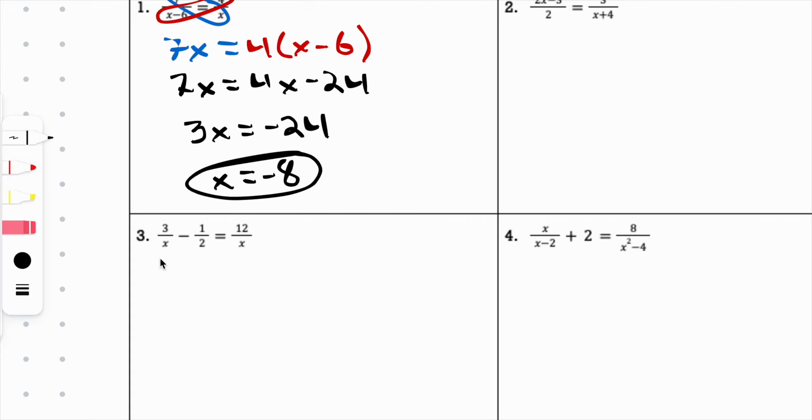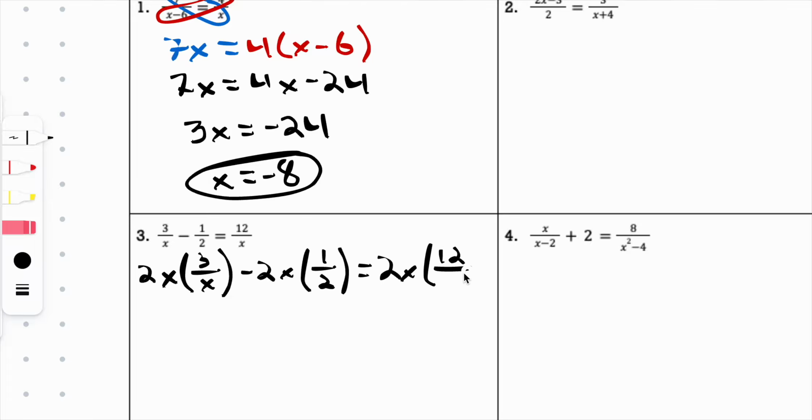Okay, now let's move on to number 3. So again, I'm going to look at the denominators. We have x and 2 and x. And so I'm going to look and say, is it relatively easy to find a least common multiple between those two? Yeah, we just multiply the two and we end up getting 2x. So I'm going to multiply every single term in this equation by 2x. So we have 2x times 3 over x minus 2x times 1/2, and that's equal to 2x times 12 over x. And then we're just going to simplify this.